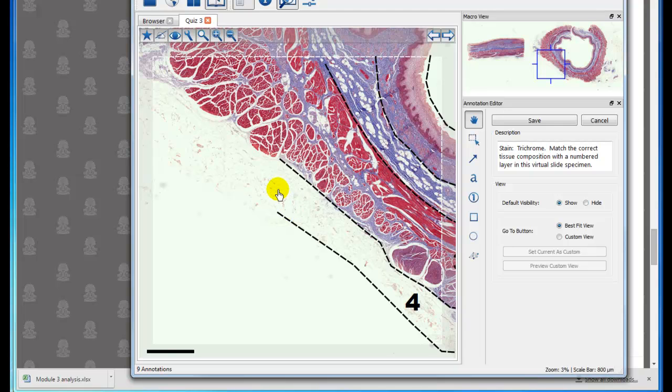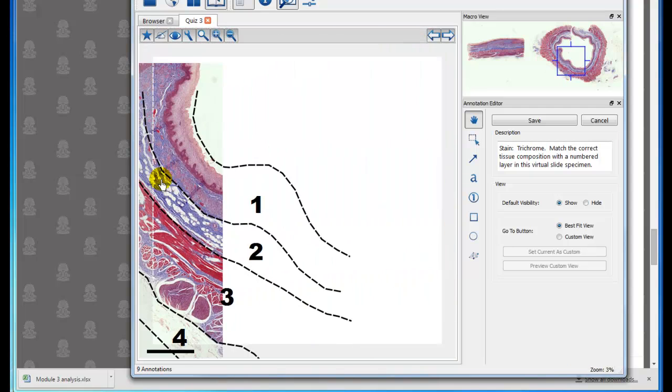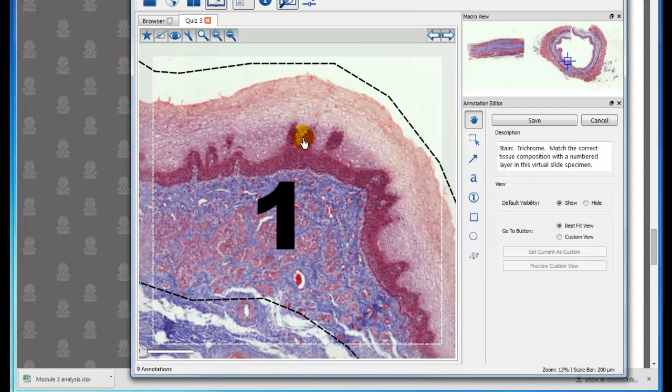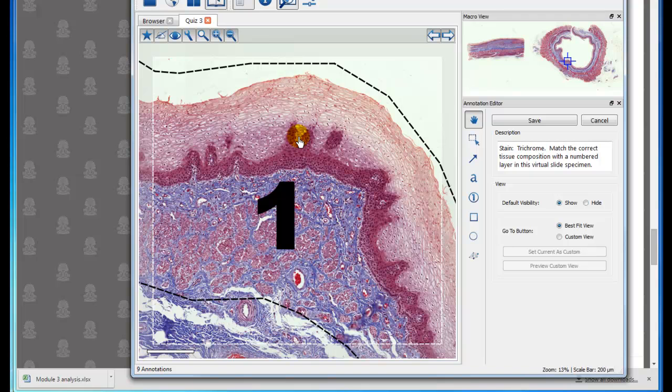But at least you have this muscle two times, smooth and skeletal, and you have the collagen, adipose tissue, and then the epithelium, the stratified squamous, non-keratinized epithelium.